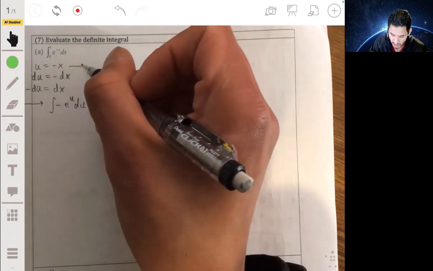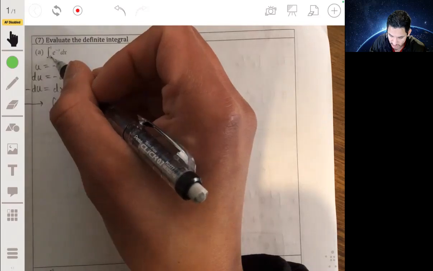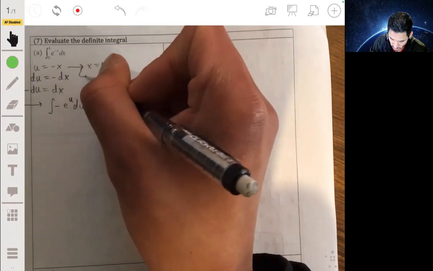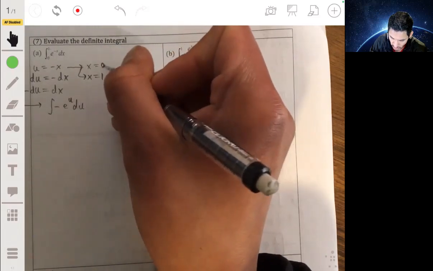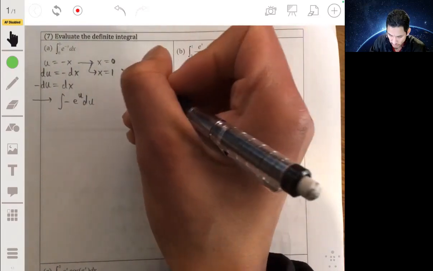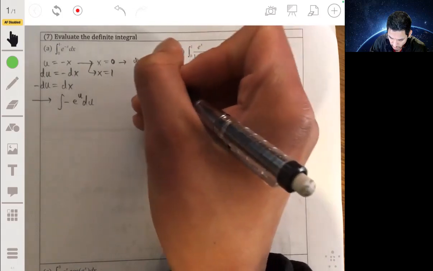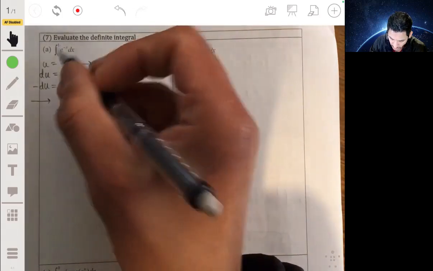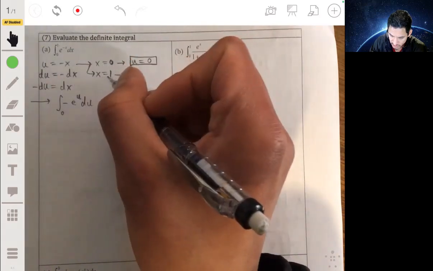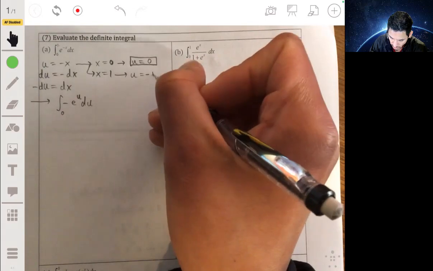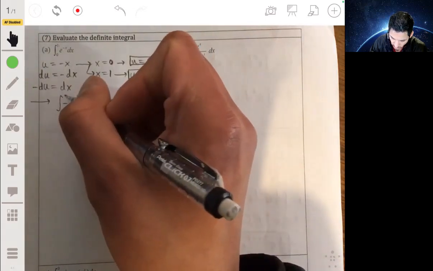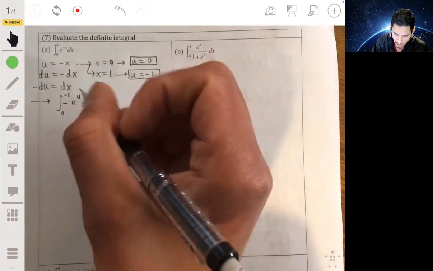So what I would do is find what u would be when x is 0 and when x is 1. And we just have to use this equation. If u is negative x, when x is 0, u is going to be 0. So that endpoint stays as 0. And if u is negative x, when x is 1, u will be negative 1. So we're going to integrate from 0 to negative 1. That'll be our new integral here.